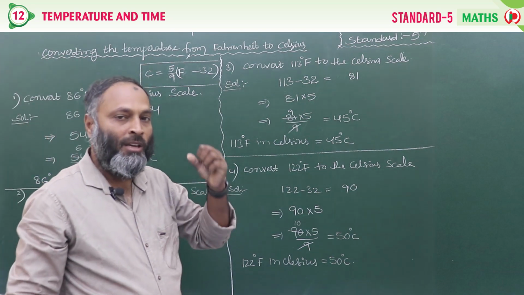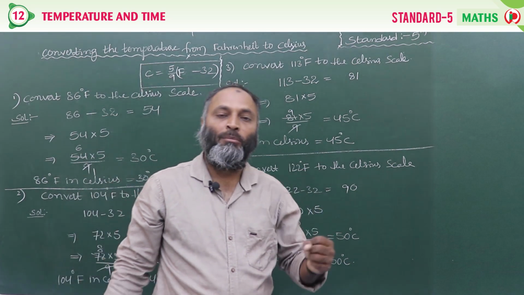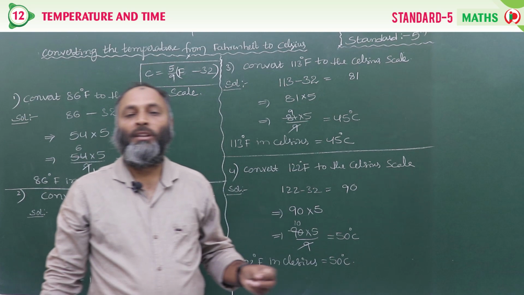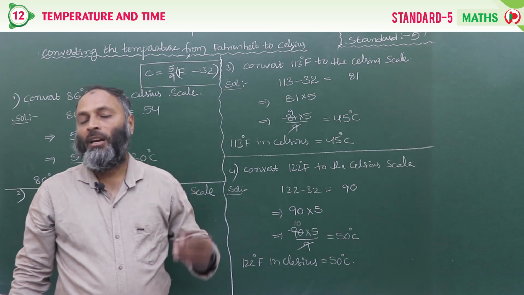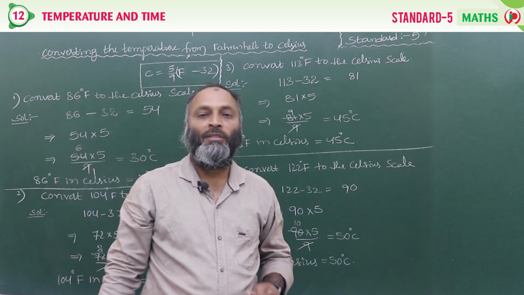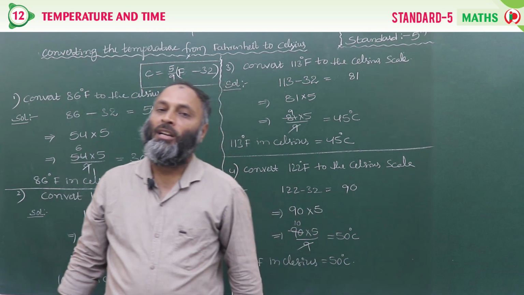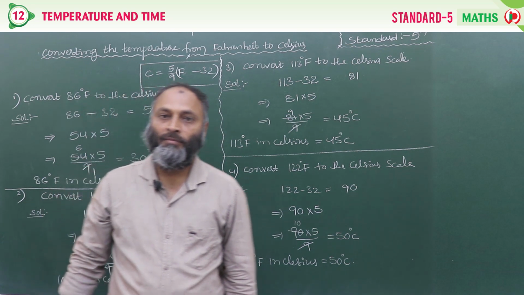This is the conversion of Fahrenheit into degrees Celsius. In the first step, from the given Fahrenheit temperature, we subtract 32. Then that difference we multiply with 5. And in the third step, the product is divided by 9. Then the Fahrenheit temperature will be converted into degrees Celsius.